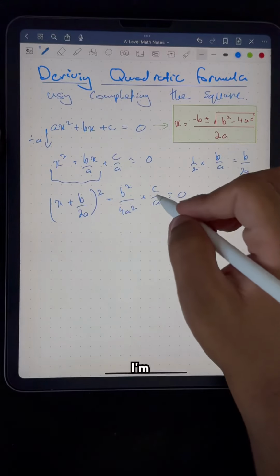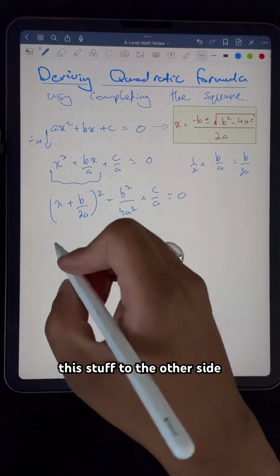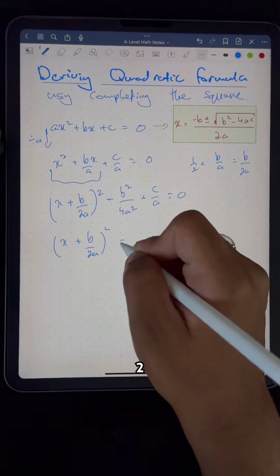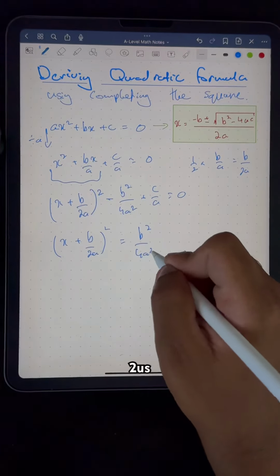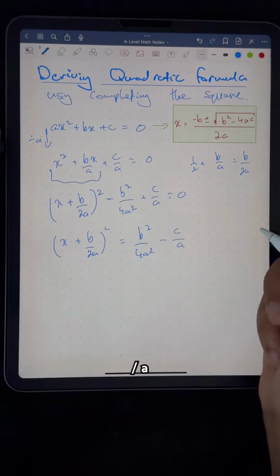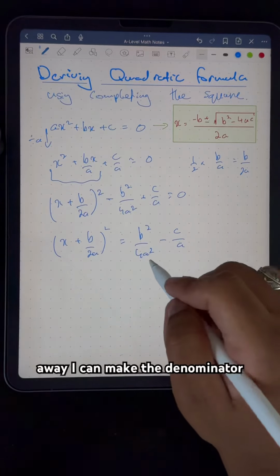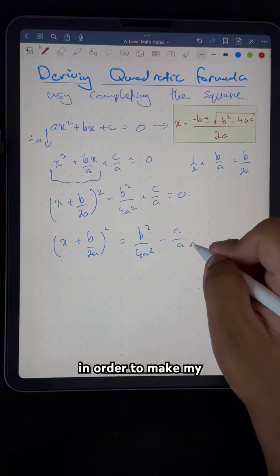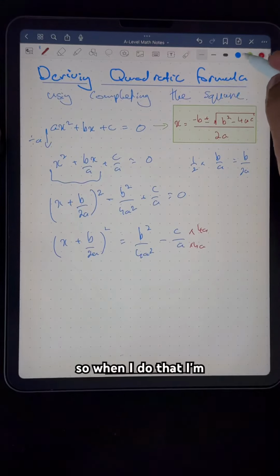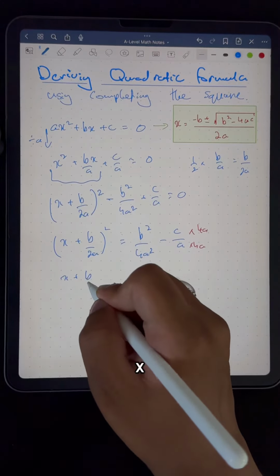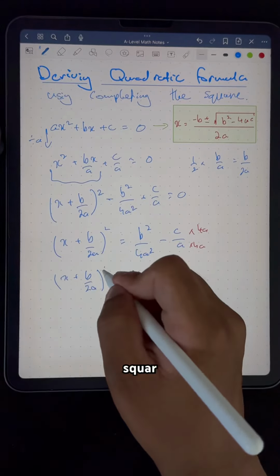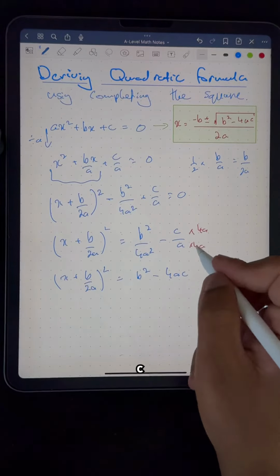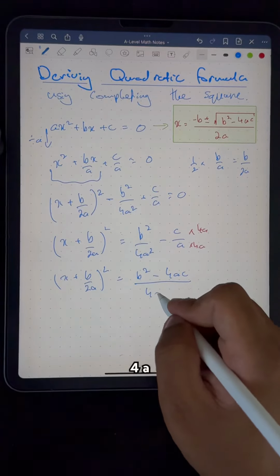What I'm going to do next is take this stuff to the other side. So I'm left with this bracket, x plus b over 2a, whole squared, equal to b squared over 4a squared minus c over a. Since I have these two fractions taken away, I can make the denominator the same by multiplying the top and the bottom of this fraction by 4a. So when I do that, I end up with x plus b over 2a, all squared, equal to b squared minus 4ac, all divided by 4a squared.